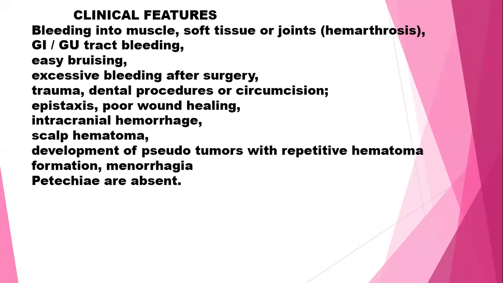Clinical features. Bleeding into the muscles, into the soft tissues, into the joints, bleeding from the gastrointestinal or genitourinary tract in the form of either melena or hematuria, easy bruising, excessive bleeding after surgery, trauma, dental procedures or circumcision, epistaxis, poor wound healing, intracranial hemorrhages, scalp hematoma.